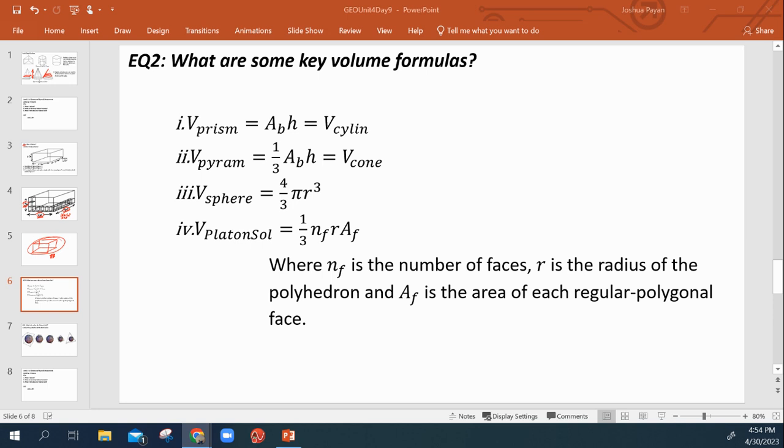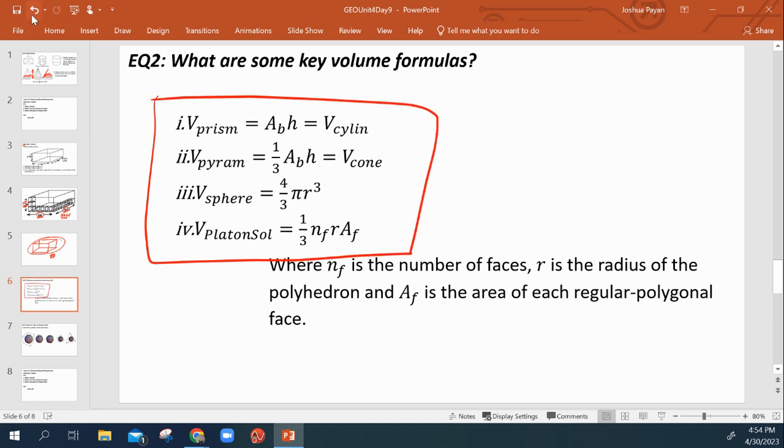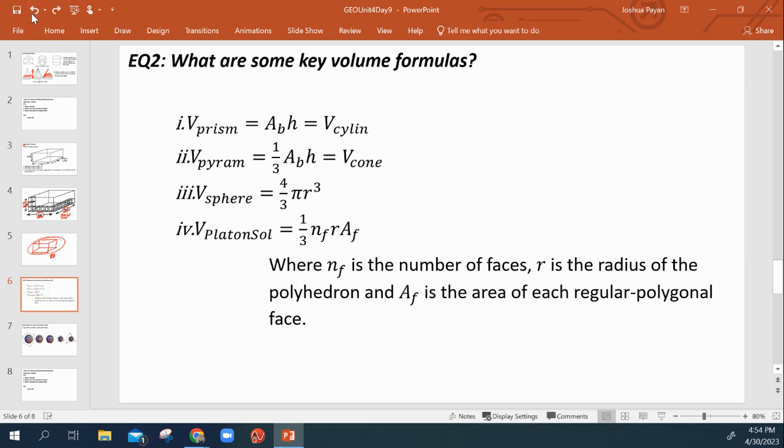As far as volume works, you're going to need to know these formulae here. And really, it's six formulas in four groups, because of what we talked about in the first video relative to day 9. Prisms, cylinders, and pyramids and cones are essentially the same thing, whether we're talking about surface area or volume. But then you've got spheres and Platonic solids.